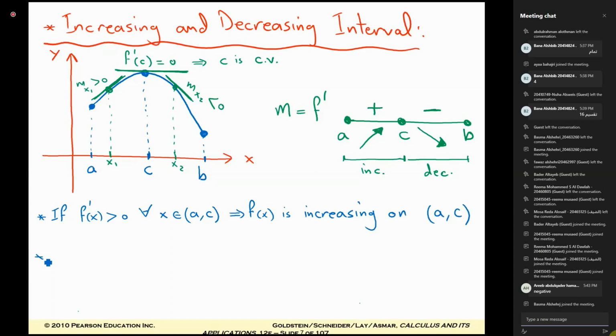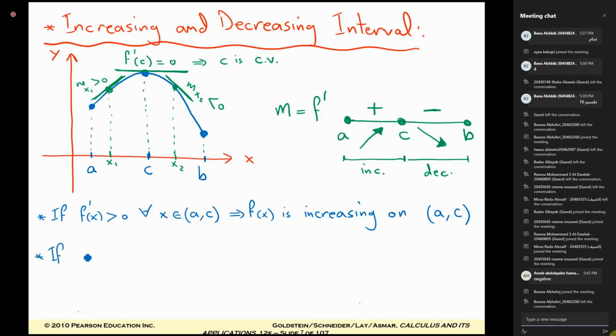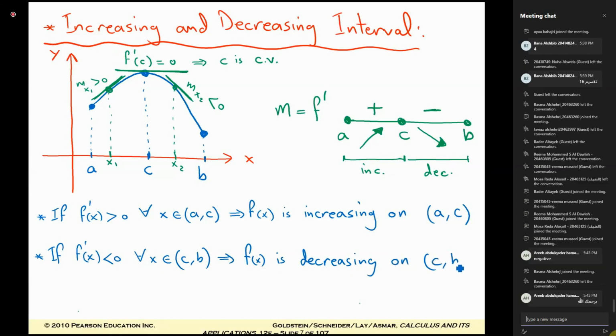If f prime of x is less than 0 for all x belonging to the interval from C to B, then f of x is decreasing on the interval from C to B.